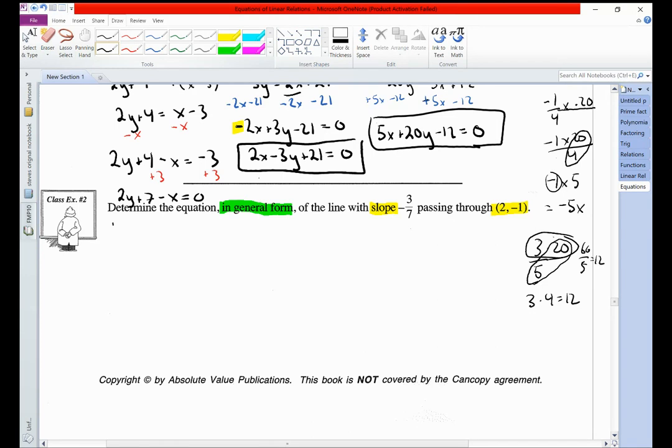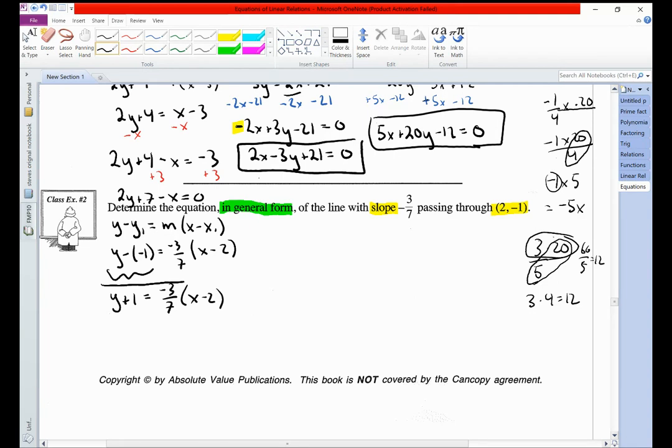So let's do that. We know our point slope form is, if I can ever figure this out, y minus y1 is equal to m times (x minus x1), and we can fill in those numbers. So y minus y1 is equal to -3 over 7 times (x minus x1). Again, I can simplify this because we are subtracting a negative. So it's y plus 1 is equal to -3 over 7 times (x minus 2). That's the equation in point slope form.